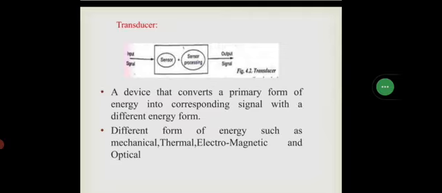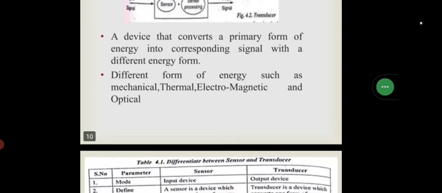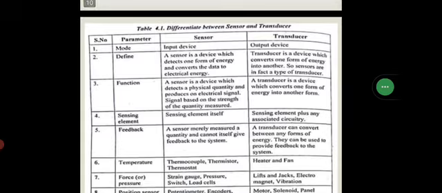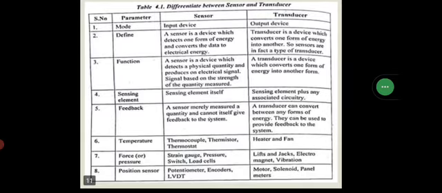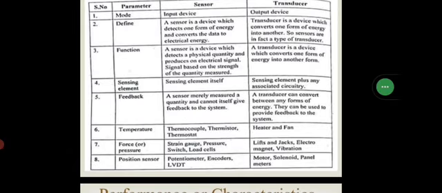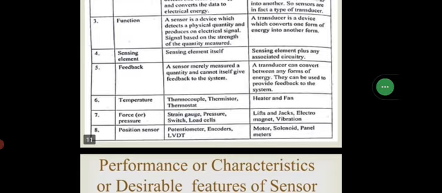Transducer. It is a device that converts a primary form of energy into a corresponding signal with a different energy form, such as mechanical, thermal, electromagnetic and optical. This is the difference between sensor and transducer. A sensor is a sensing device that is input. A transducer is an output device which converts one form of energy into another form of energy. A sensor is the sensing element itself. In a transducer, we have the sensing element and associated circuits. A sensor is one type of transducer.